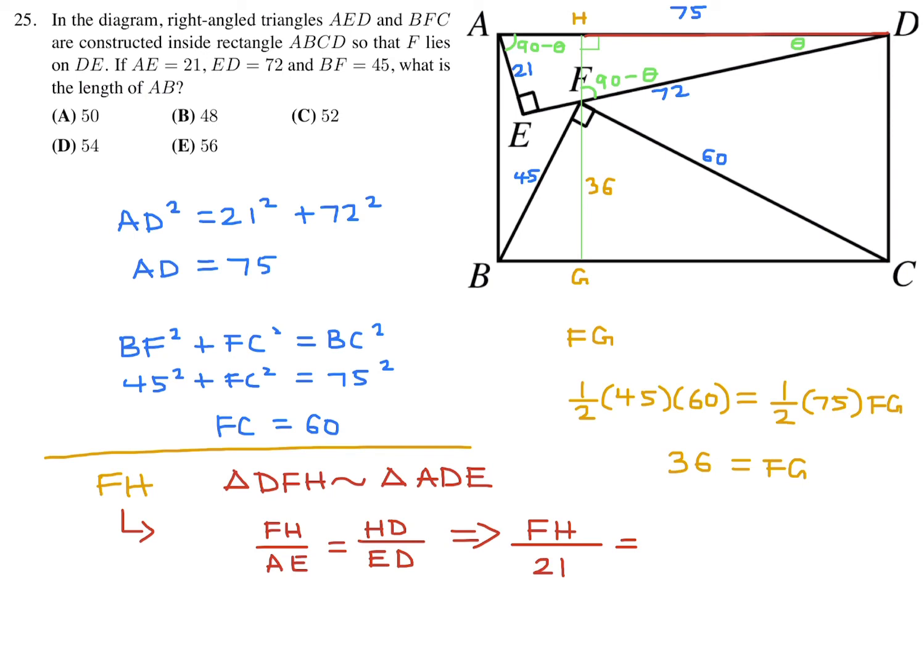Actually, we don't. But it's okay. I can figure it out. HD would actually be the same as GC, correct? Since this is a perpendicular right there. And GC I can easily figure out using Pythagoras. It'll basically be GC is equal to the square root of 60 squared minus 36 squared, like that.